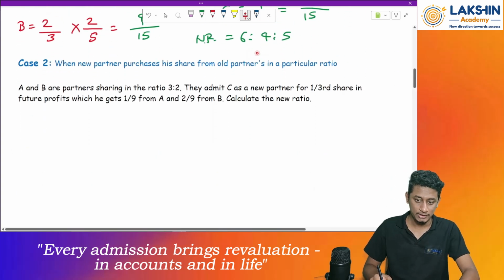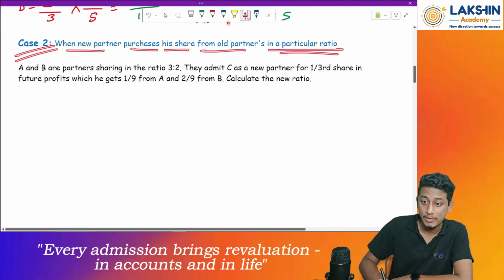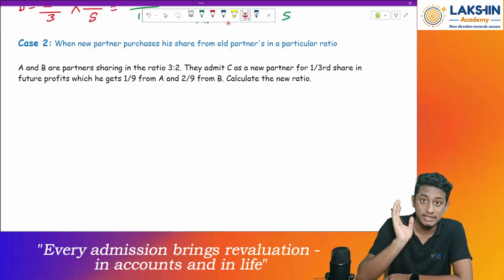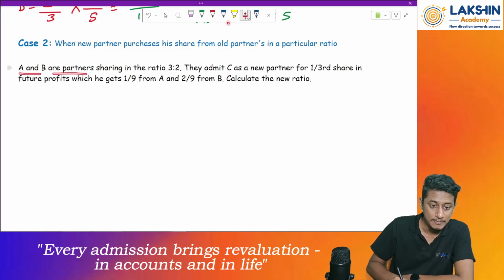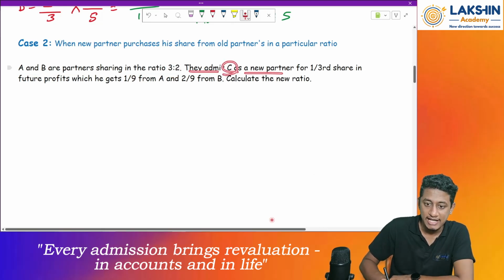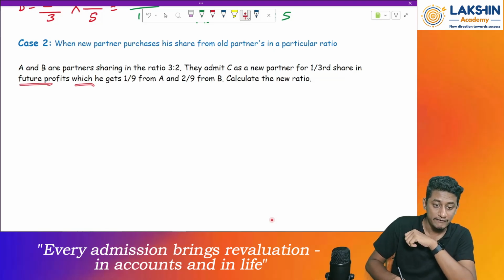Okay, next, case number 2. When a new partner purchases his share from old partners in a particular ratio, they have given us the ratio at which the partners are sacrificing their shares. Look at the question. A and B are partners sharing the profits in the ratio of 3:2. They admit C as a new partner for 1/3 share in future profits, which he gets 1/9 from A and 2/9 from B. Calculate the new ratio.